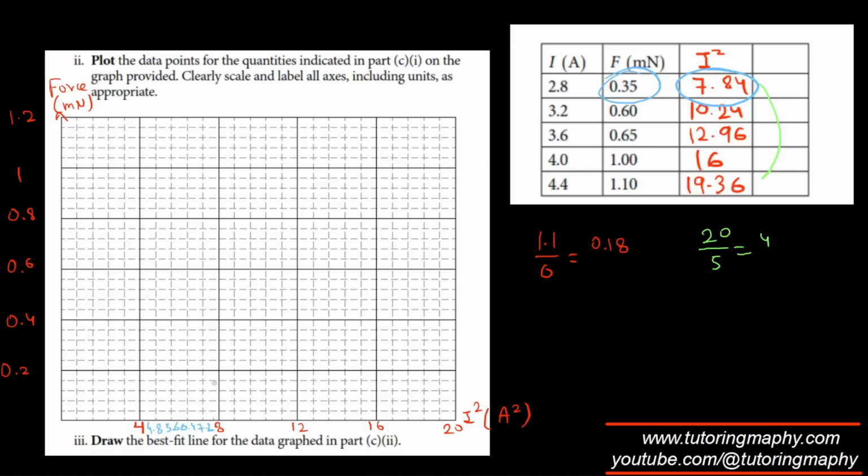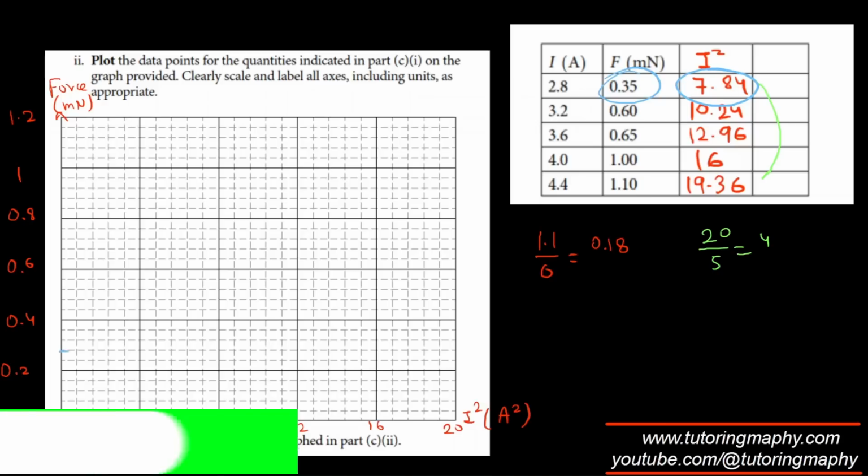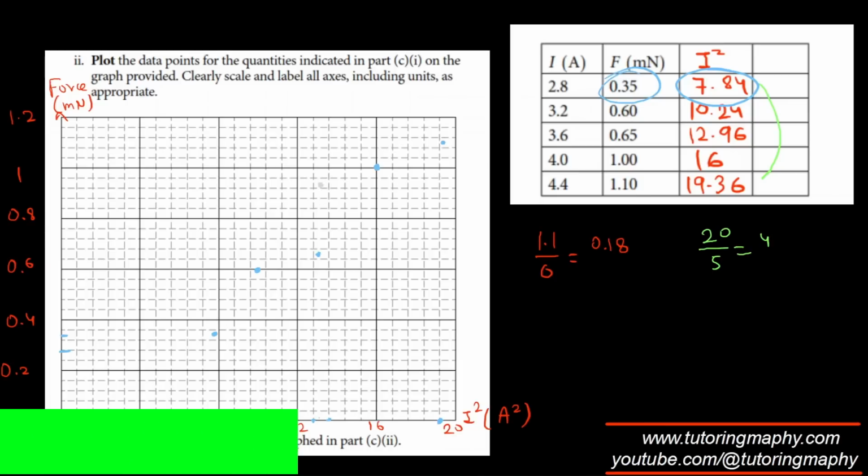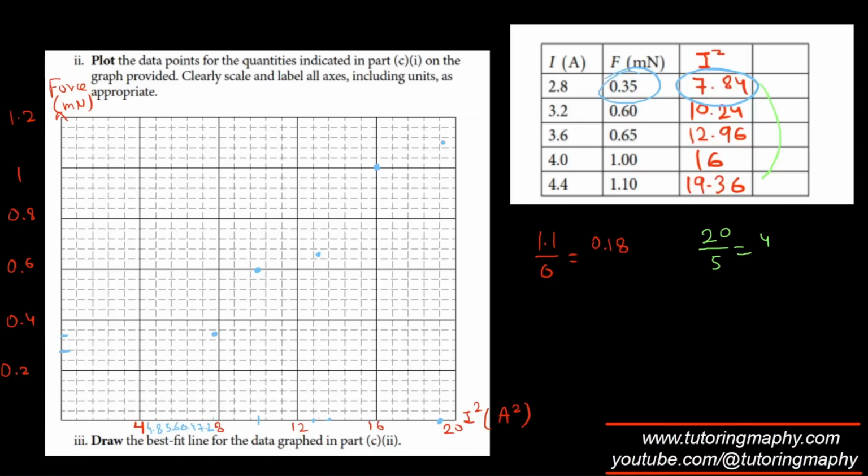So that's going to look like 7.8, and 0.35 is about right in the middle of 0.3, so 0.35 will be even in the middle. So this is the point that I'm looking for. Okay, that is the first point. These are the points. Obviously, it doesn't look nice at all, but we are just going to draw a line of best fit, and I think a line of best fit probably should look something like this.